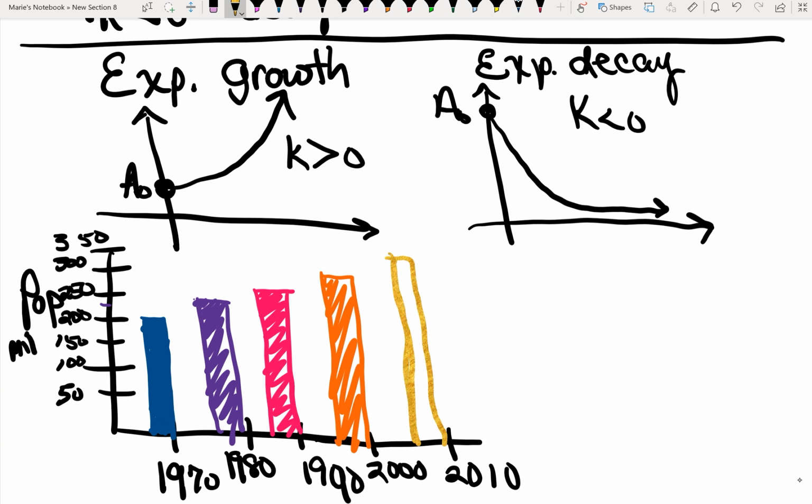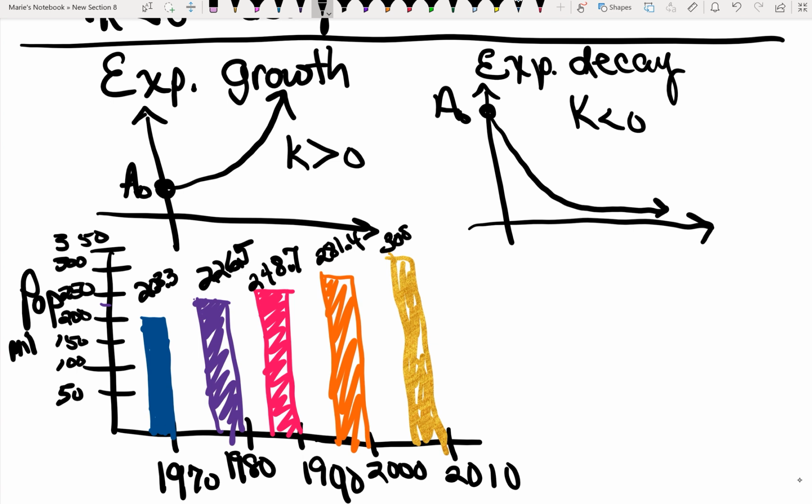I'm doing the best I can to draw the graph just like it looks. Alright, so let me give you the numbers again. For the first year, they're giving us 203.3, and for this year, 226.5. For 1990, we're at 248.7, and 2000, we're at 281.4, and lastly at 308.7. Okay, so those are the numbers they gave us.